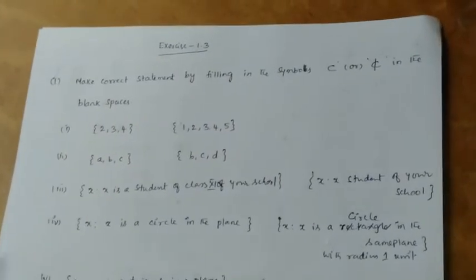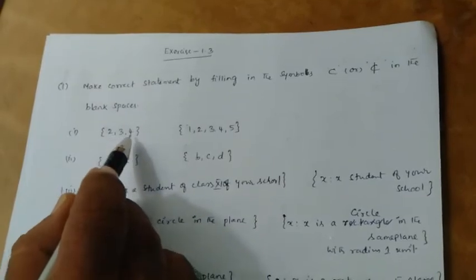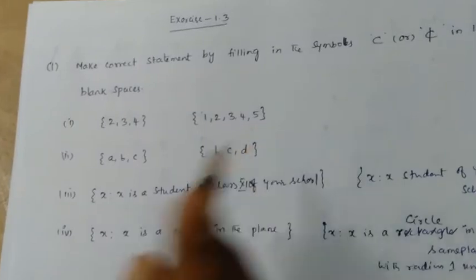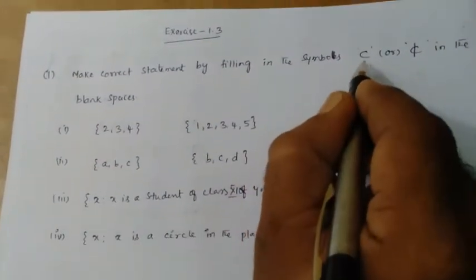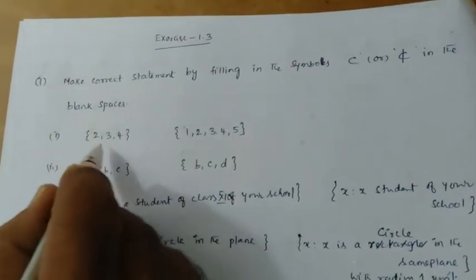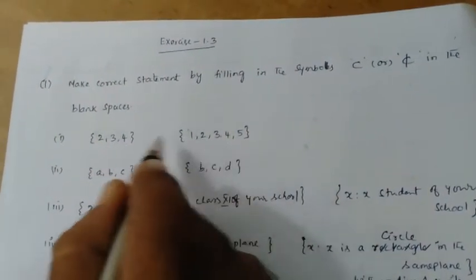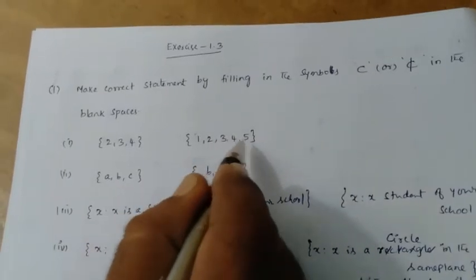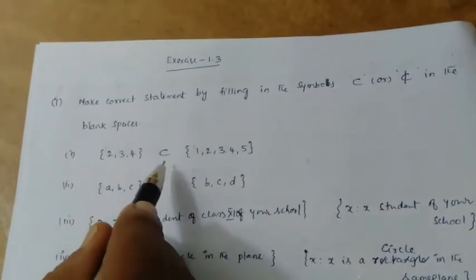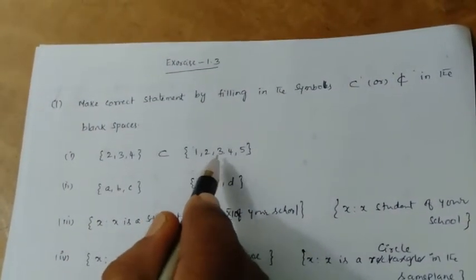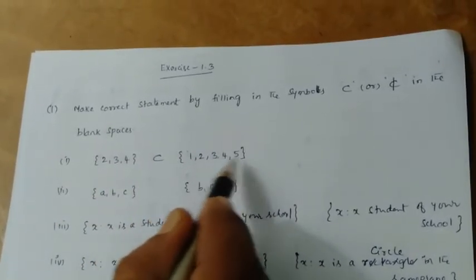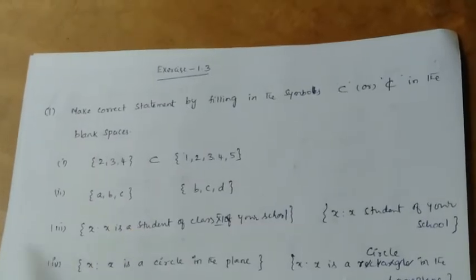So this is the first problem. The set of elements 2, 3, 4, and this is the set 1, 2, 3, 4, 5. We have to put the symbol contained in or not contained, subset or not subset. Clearly the elements 2, 3, 4 are contained in the set 1, 2, 3, 4, 5, so we put the symbol contained in, or subset. 2, 3, 4 is a subset of the set 1, 2, 3, 4, 5, because 2, 3, 4 are contained in this right hand side set.